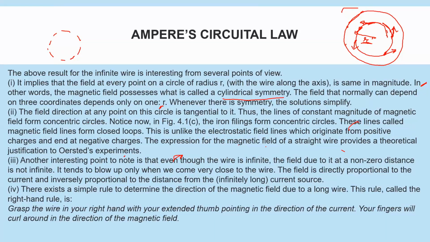So the expression for the magnetic field of a straight wire provides a theoretical justification of Oersted's experiments. We had also talked about the Oersted experiments in the previous class, so you can revisit that.